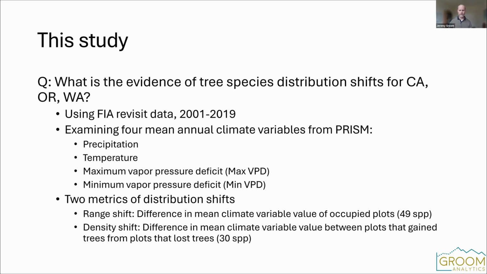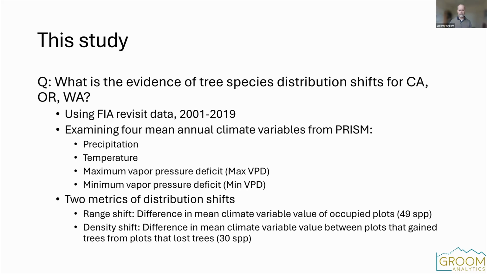And so we're looking at evidence of tree species distribution shifts for those states. It's largely the same data set, except we now have revisit data. And we're also looking at PRISM values for precipitation, temperature, and then maximum and minimum vapor pressure deficit.